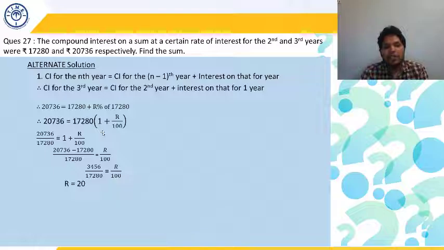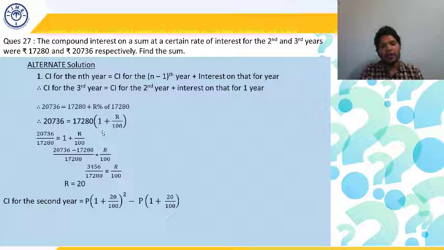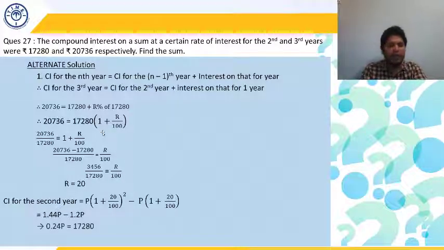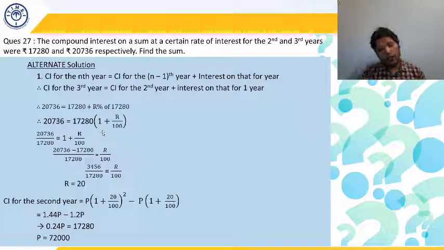So if R is 20%, we can easily get the value of P by just plugging in the values. What is the compound interest for second year? It is P into (1 plus R by 100) whole square minus P into (1 plus R by 100). So by plugging the value of R as 20, we will get the value of P, which is 72,000. So this is also one of the approaches. By using this formula, you can also solve. What is the formula? Compound interest for any nth year is equal to compound interest for the n minus 1th year plus interest on that compound interest for n minus 1th year for 1 year. I hope this is also clear to most of you.